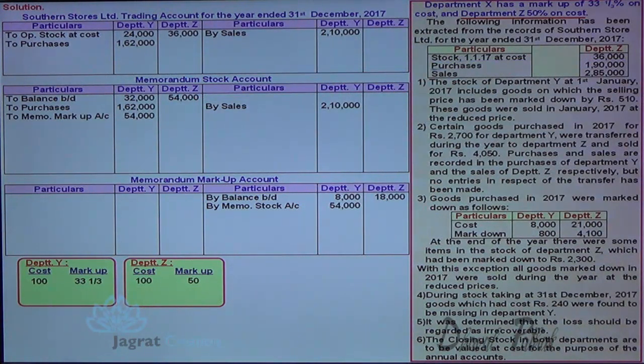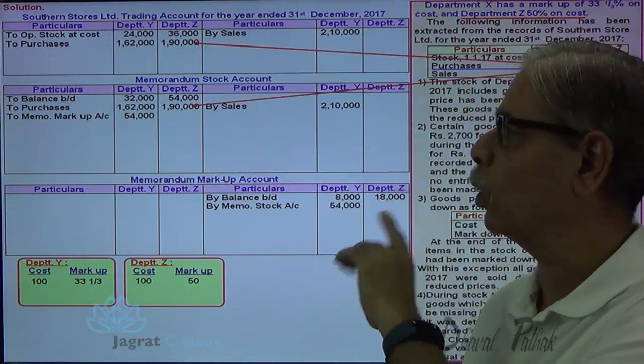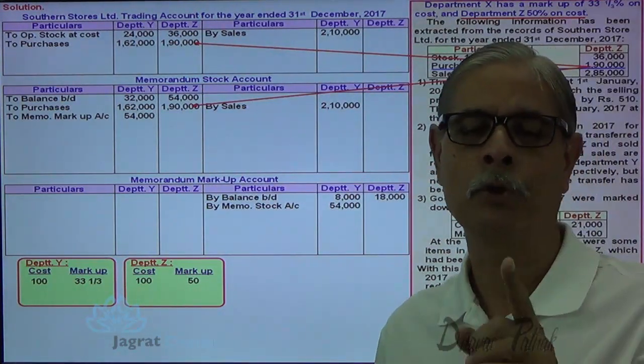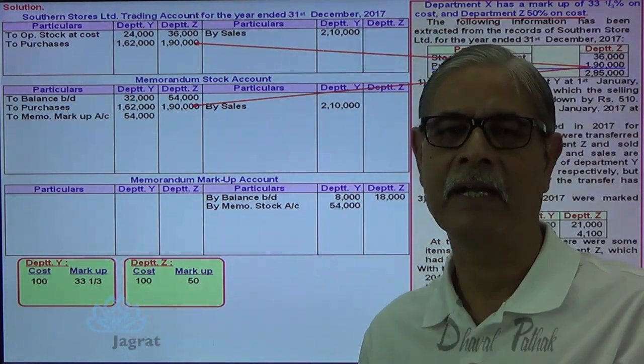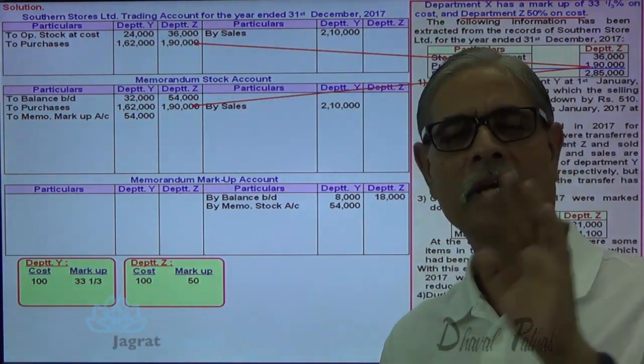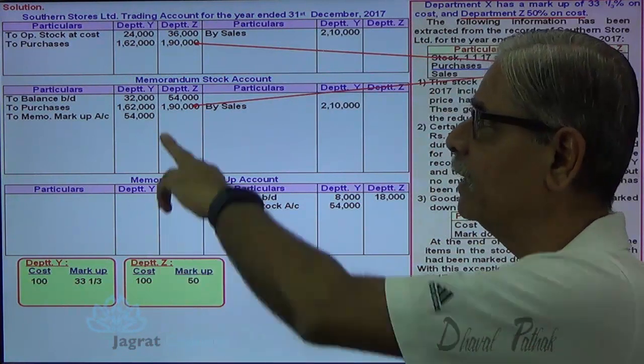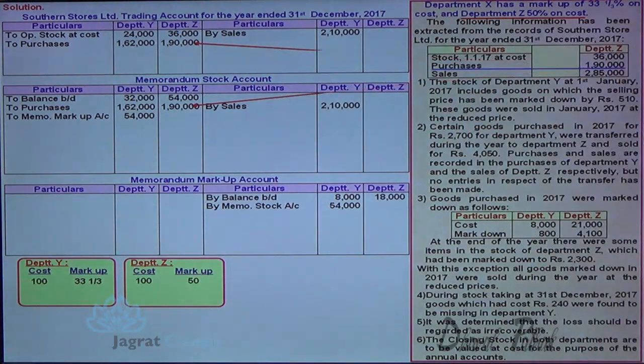Now the purchases, 1,90,000. In the trading account, you can debit at cost. Here also I have recorded cost, but you can write here in this Memorandum Stock Account 1,90,000 plus profit element, or you can show the profit element separately as I have done in the case of department. So I am going to do the same for department Z.